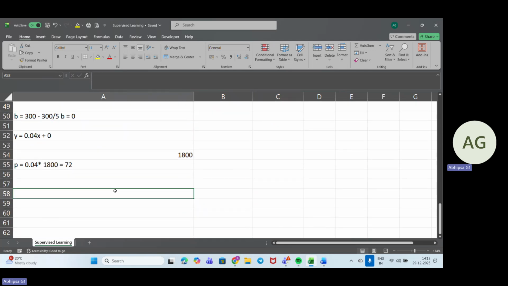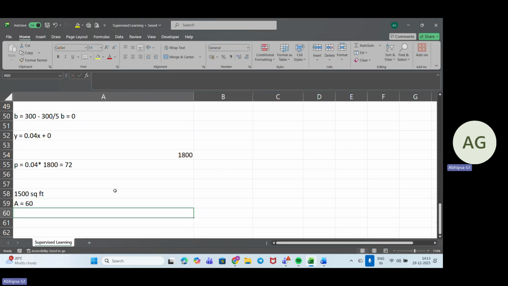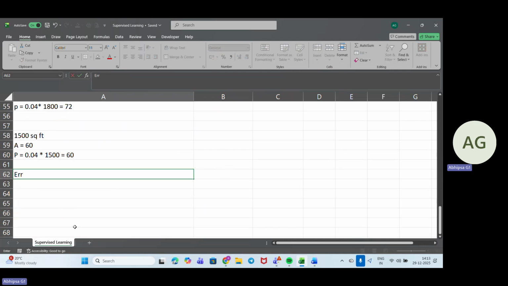So for 1,500 square feet, the actual value that we are getting is 60, right? But in case of prediction, what will we be getting? We will be getting 0.04 into 1500, right? So that we are getting, and the value is 60. Now the error that we are getting is 60 minus 60, so that is 0. So there is no error.